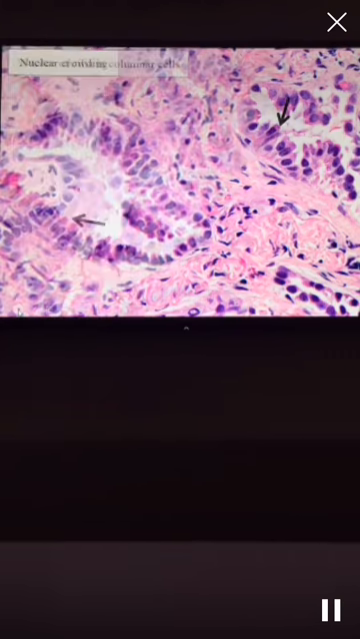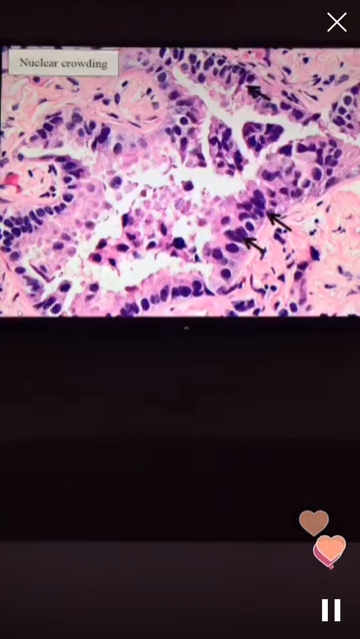So next, if you see nuclear crowding, so on a biopsy, reactive change, nuclei are usually widely spaced, or at least the nuclei don't touch each other. If they do touch each other, if they overlap on each other, that's a distressing finding. And you should be thinking malignancy there.